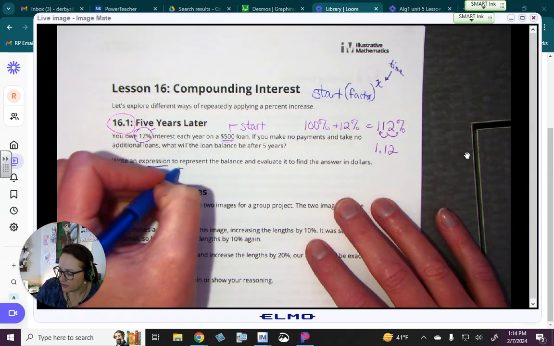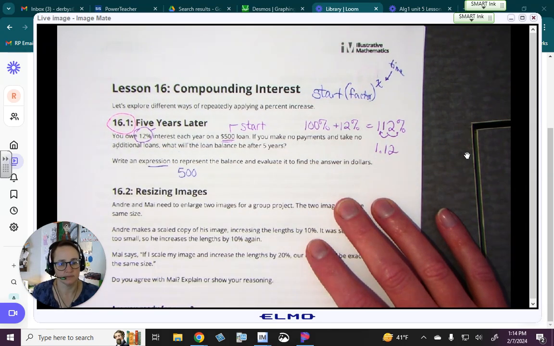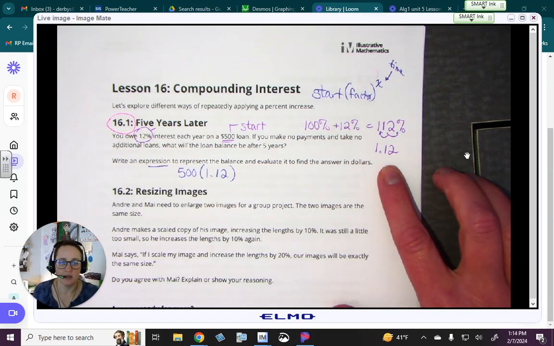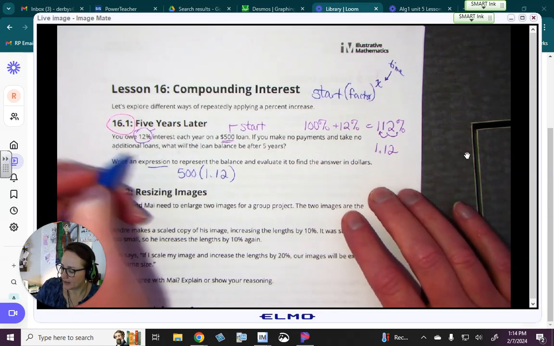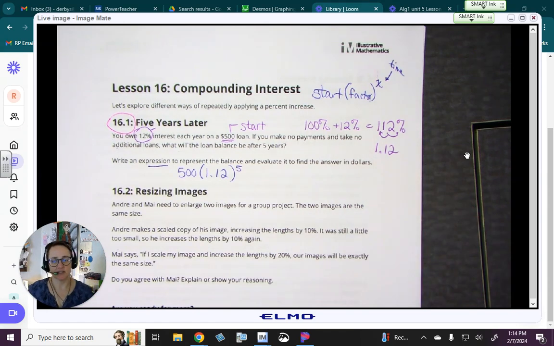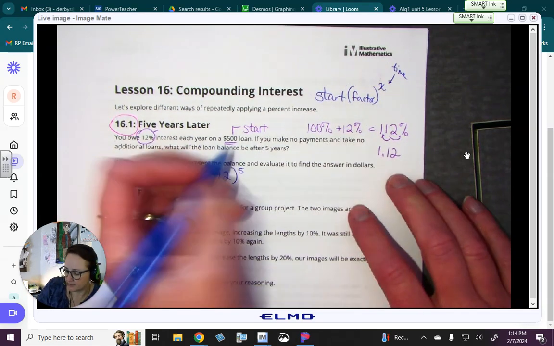So we started a loan with $500. We're using our multiplier of 1.12. There's our 12% interest on top of what we originally borrowed. And if I want to find it in 5 years, I'm going to use 5 as my exponent. And then we're going to find our answer in dollars.